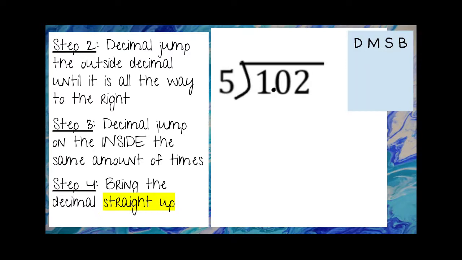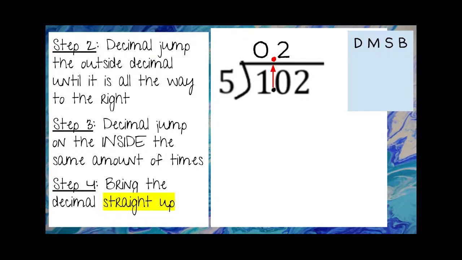So now that we're all ready to go and there's no decimal in the divisor, we're going to go ahead and bring our decimal straight up. And that's our new decimal in our new location. Now we can start our DMSB, which starts off with division. Does 5 go into 1? No, it does not. Does 5 go into 10? Yes, it does. It goes in 2 times.